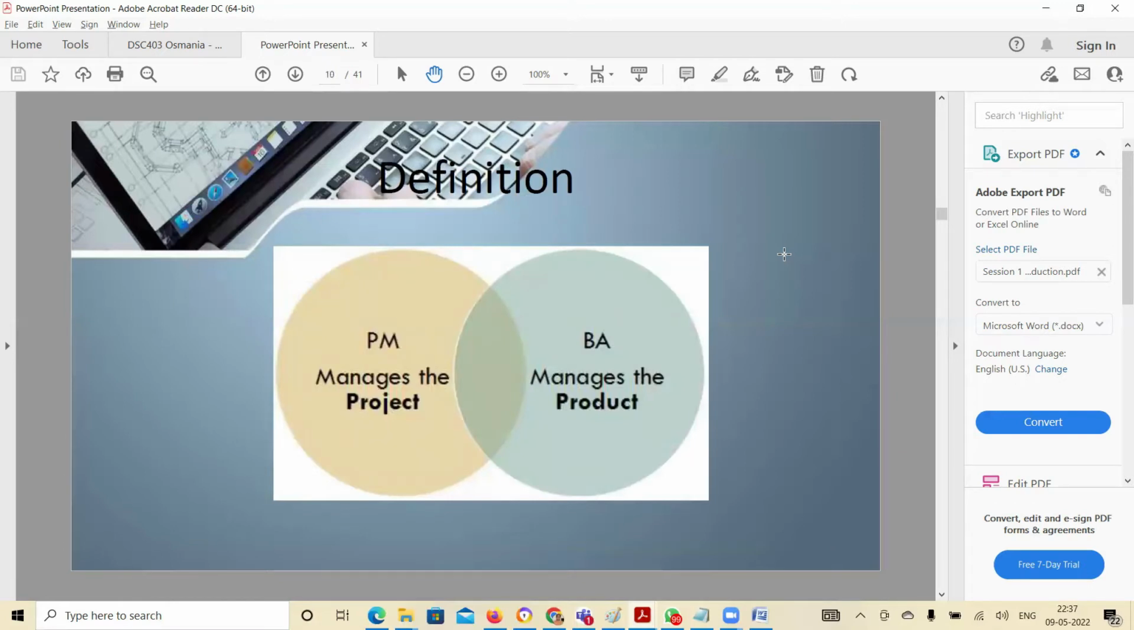So project management manages the project. BA manages the product, not the project. Project is a smaller piece compared to product. Product means end to end, from ideation till the product is killed. Project is smaller. Okay, so now we'll talk about the difference between product and project.